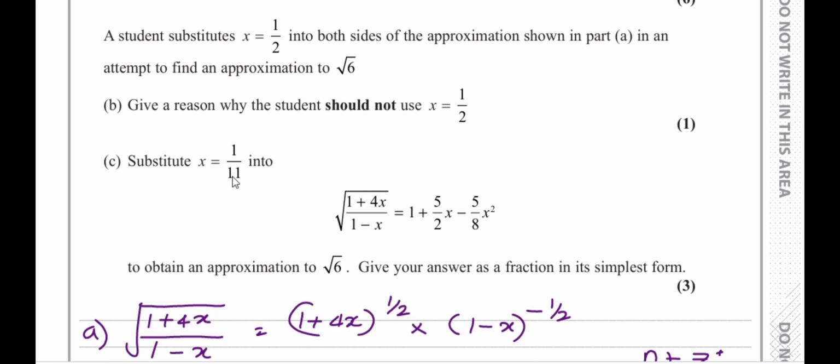Part C, substitute x is equal to 1 over 11 into this expansion to obtain an approximation to square root of 6. Give your answer as a fraction in its simplest form. So what we need to do here is, if we put x is equal to 1 over 11 in this expression on the left hand side, we should be able to manipulate it and get square root of 6 all by itself on one side, and then we can multiply the right hand side by the required constant from the left, and thereby we will be able to get the value of square root of 6.